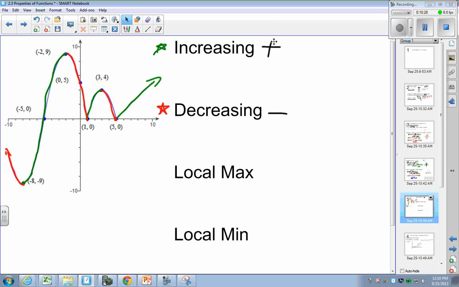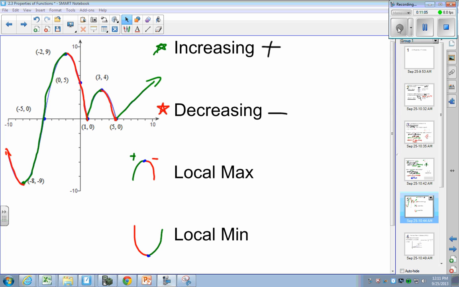But now let's talk about local maximas and minimums. And local maximas are going to be on a hill like this, where the left side of the hill is a positive slope, and the right side is a negative slope. And a local min is the exact opposite. It's like the bottom of a valley. It's going to have a negative slope on the left and a positive slope on the right. And right here will be our local min, and right here will be our local max.